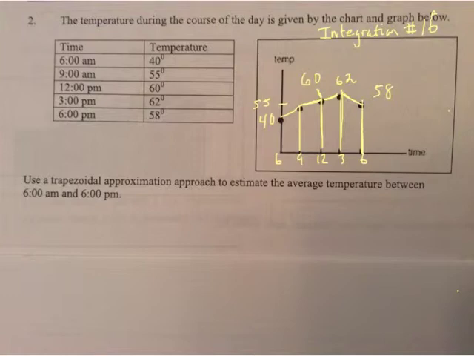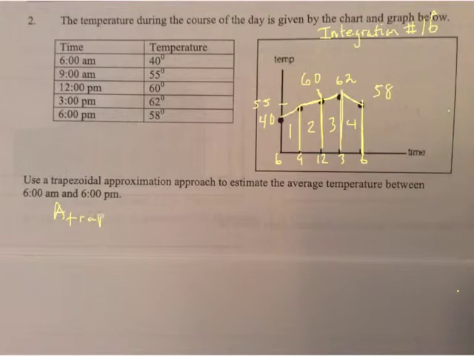Now we're asked to use a trapezoidal approximation approach to estimate the average temperature between 6 a.m. and 6 p.m. Well, in order to find an average, we need to add up all the area and then divide by the number of hours. So in order to add up all the area, we're asked to take each of these trapezoids and add their area.